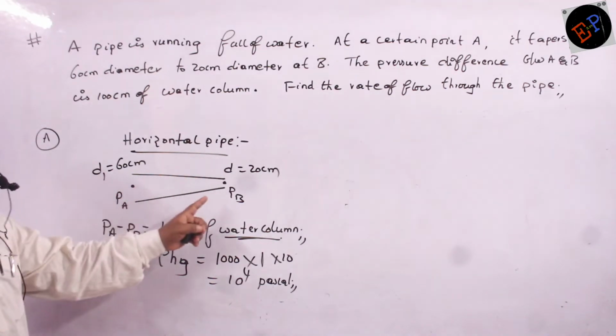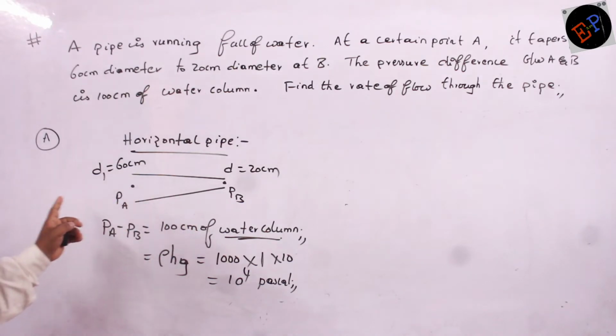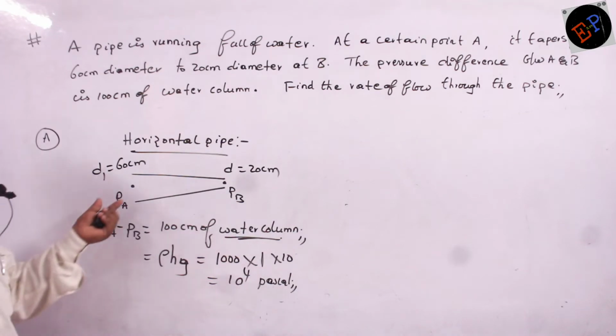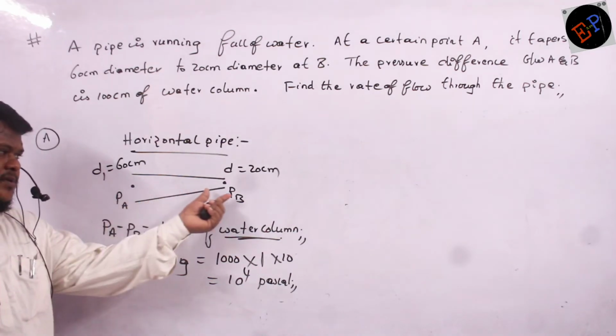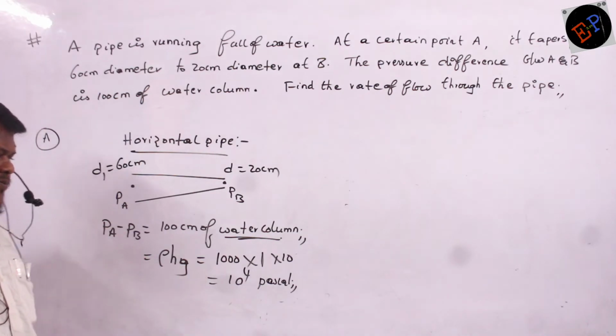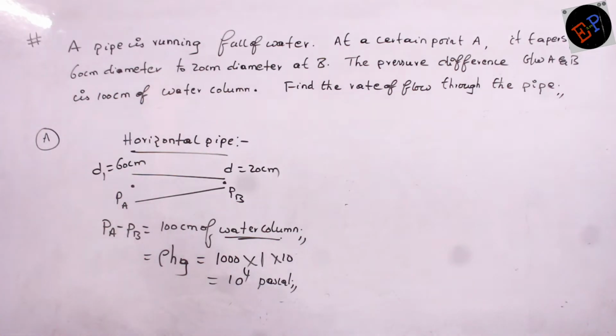So water always flows in which direction? Water always flows from higher pressure region to lower pressure region. So this point is at a higher pressure region, this point is at a lower pressure region. So pressure difference is 10 power 4 Pascal. One point we got clarity, no?